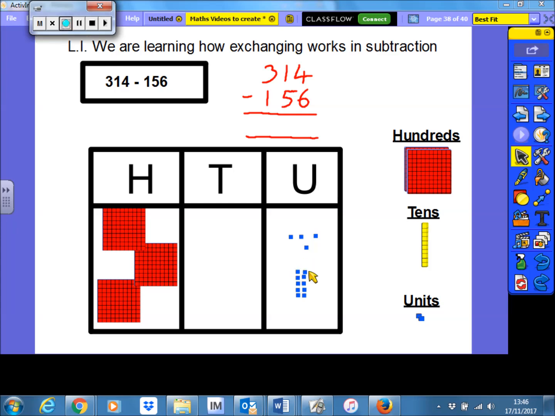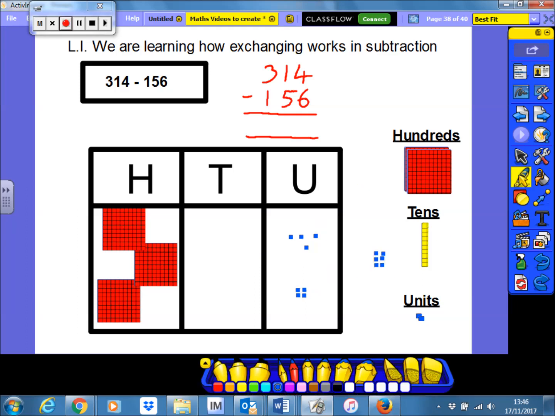Now that we've got an extra 10 units here, we can easily take away our 6. So, to see that in the calculation, what we've actually done is we have taken this 10 away, moved it into the units column, and it's now become 14. Then we take away our 6, leaving us with 8. So we can see here we have 8 units. 1, 2, 3, 4, 5, 6, 7, 8.